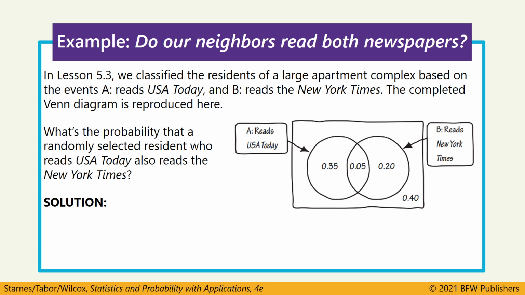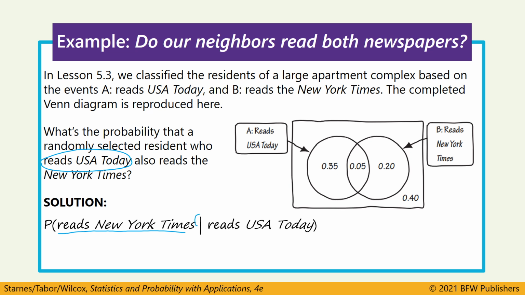Now let's do one with a Venn diagram, which can be a bit trickier. What's the probability that a randomly selected resident who reads USA Today also reads the New York Times? So to start, just to figure out what's the given, what's the thing that we know about this resident? We know that they read USA Today because it's telling us that as the condition. And we want to find the probability that they also read the New York Times. If we wrote it out with the standard notation, find the probability that they read New York Times given that they read USA Today.